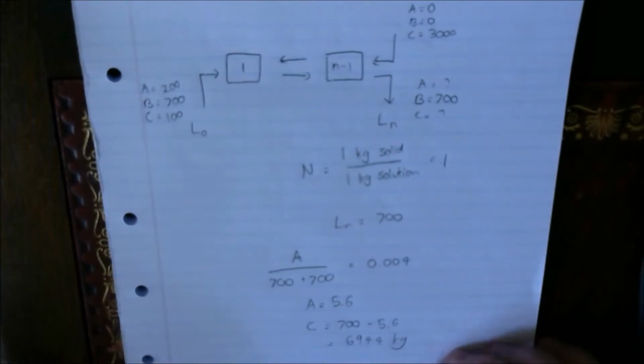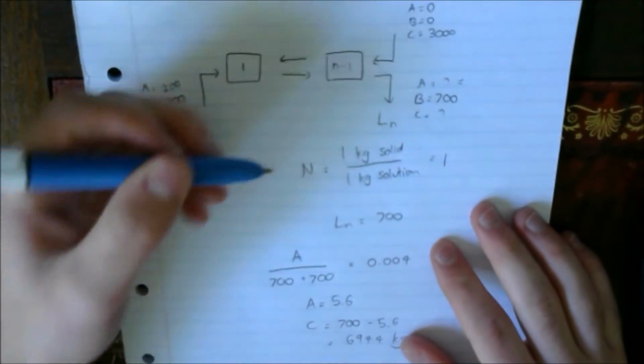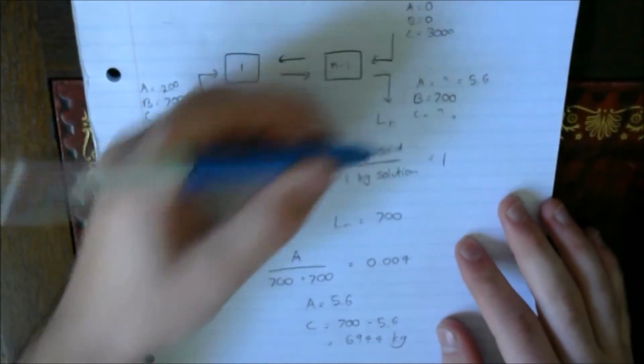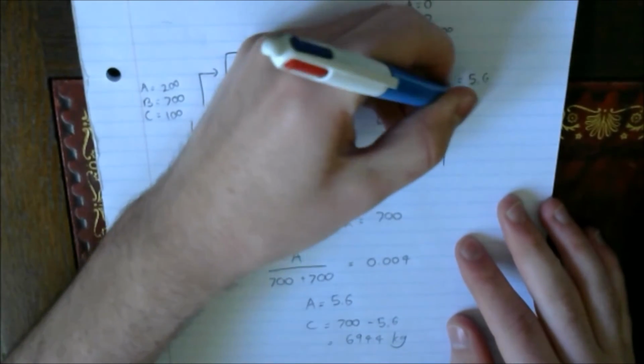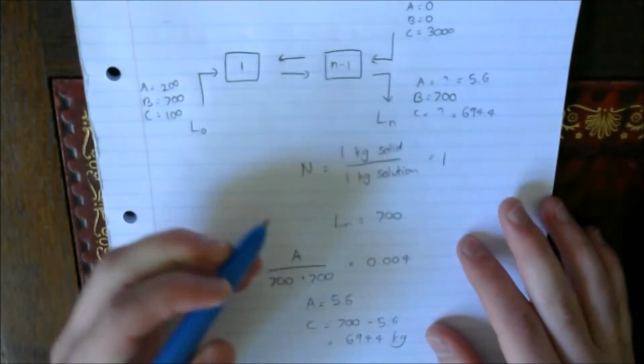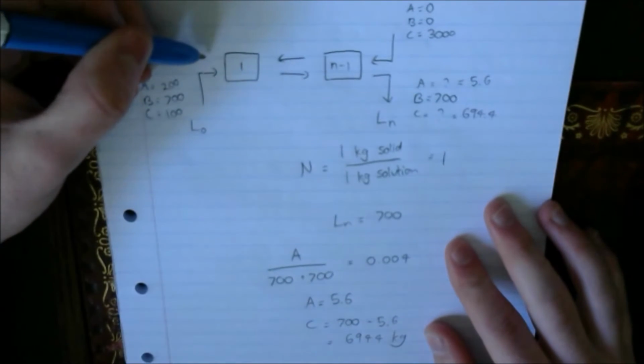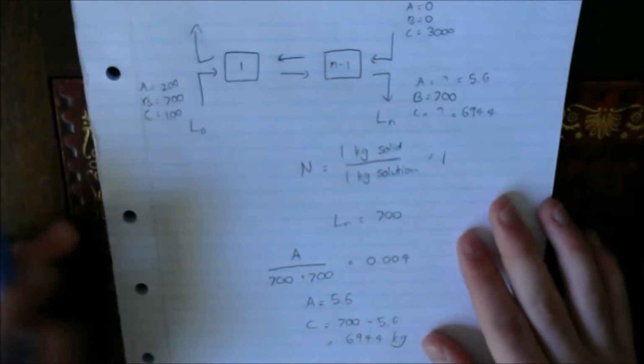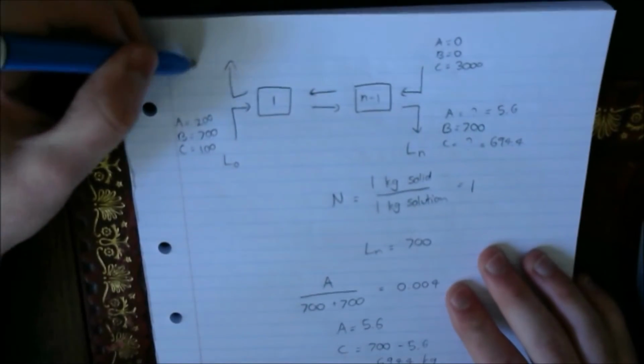Okay, so now we can fill in our unknowns down in this final stream here. So we said A was equal to 5.6, and then C was equal to 694.4 kilograms. And then the last thing to do is just to figure out the composition of the extract stream coming out. We can do that really simply using mass balances.